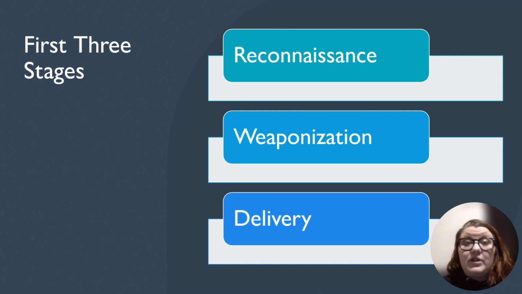The third stage, delivery, is when the attacker delivers the weaponized malware. It can be delivered by a few different methods, including websites, emails, or other phishing methods. This is the best stage to catch the attack before any significant damage is done.